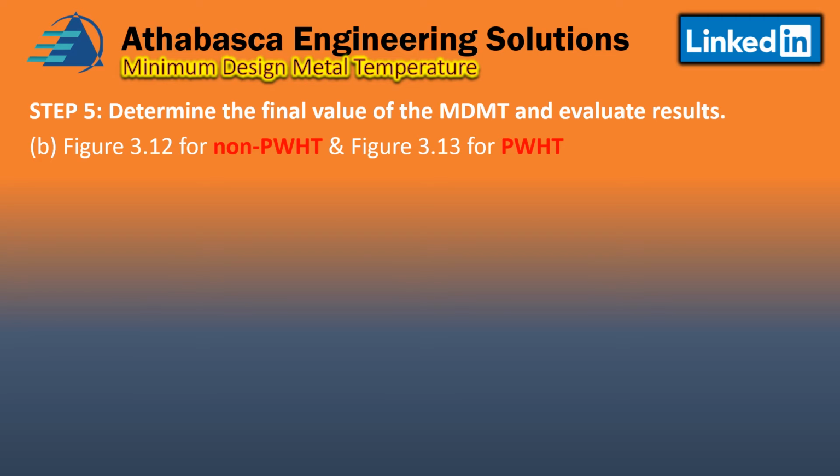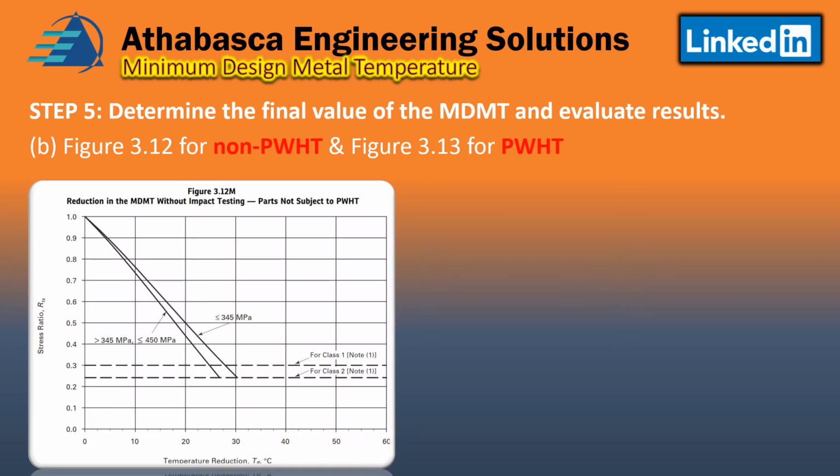Now, figure 3.12 is for non-post-weld heat treated, and figure 3.13 is for post-weld heat treated. There's also the metric version, which is figure 3.12 with an M on it, and the same with 3.13, it would be 3.13M. And there are also tables available for more accurate calculation. Let's take a look at figure 3.12, and in this case we're looking at the metric version.